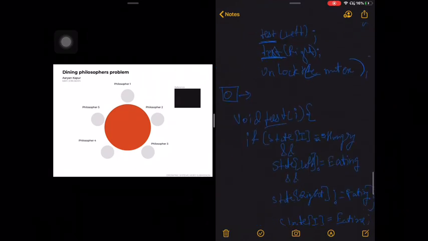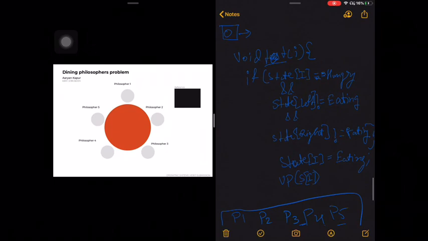Now coming to the most important one, that is test. So what happens in test? First of all, they check three conditions. One is whether the philosopher is hungry. These are all required conditions, combined together. Then they check the left one. Is the left person eating? No, the left person should not be eating. That is the condition. Same for the right person, who should not be eating. If that is all true, then the ith person, that is the philosopher, can start eating, and then they up the semaphore.